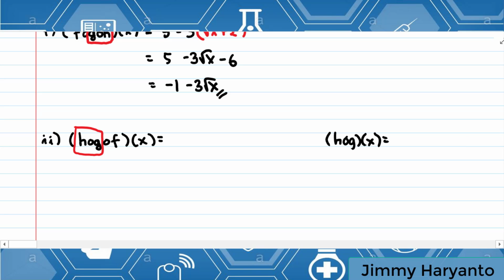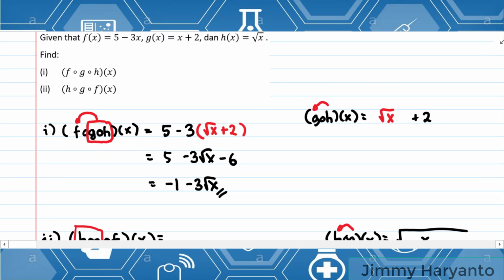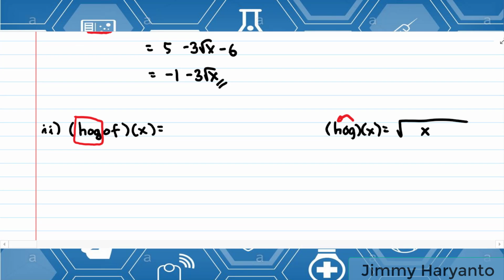Yeah, that means g goes into the h. The h is √x, right? The h is √x and the g is x + 2. So for √x, the h, we have to erase this x and then change it into the g(x), x + 2. Yeah, so therefore we have h∘g(x). Okay, and then after that I have to put this f into h∘g.